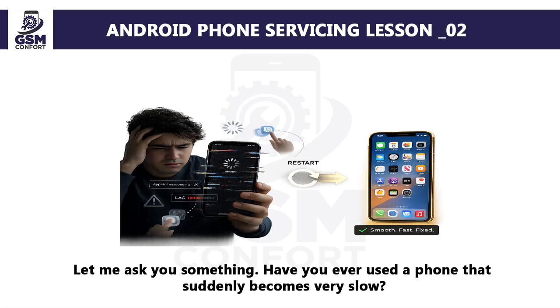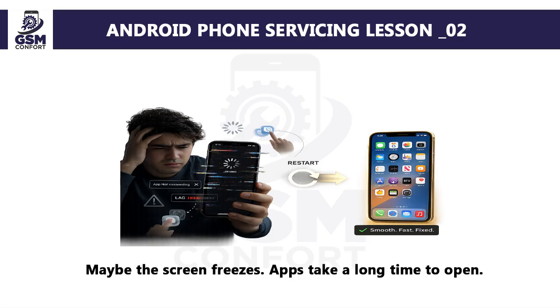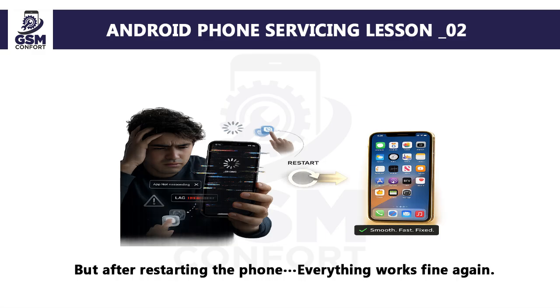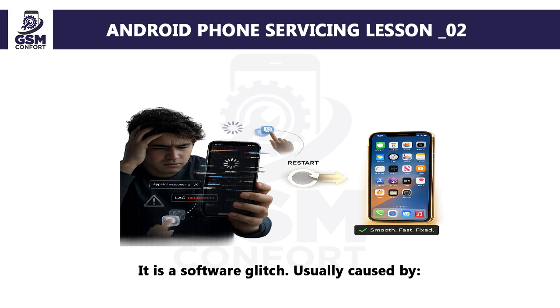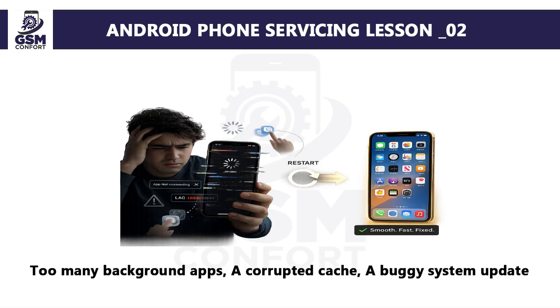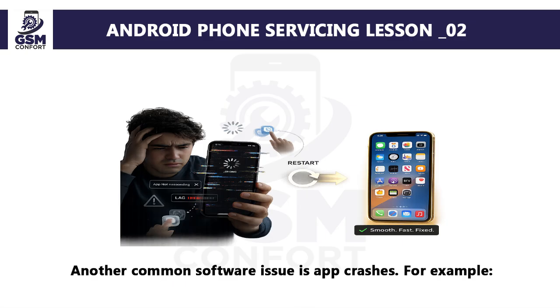Let me ask you something. Have you ever used a phone that suddenly becomes very slow? Maybe the screen freezes, apps take a long time to open, but after restarting the phone, everything works fine again. What do you think causes that? In most cases, this is not a hardware problem. It is a software glitch, usually caused by too many background apps, a corrupted cache, or a buggy system update.